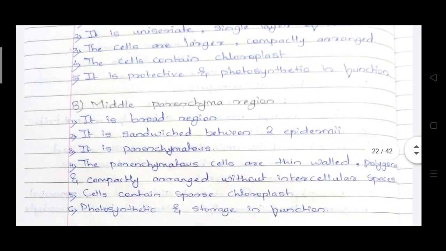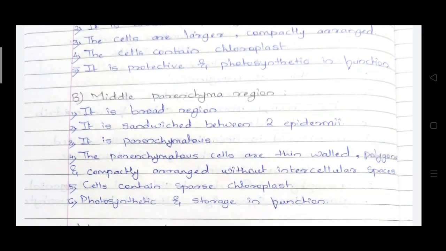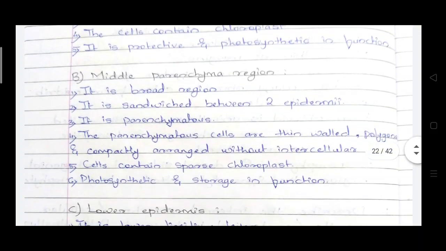Then the middle part of the transverse section, or middle part of the thallus, shows the parenchyma region. The parenchyma region is a very broad region sandwiched between the two epidermal layers, upper epidermis and lower epidermis. Parenchymatous cells are present in this region. They are very thin walled, polygonal in shape, and compactly arranged without intercellular spaces.